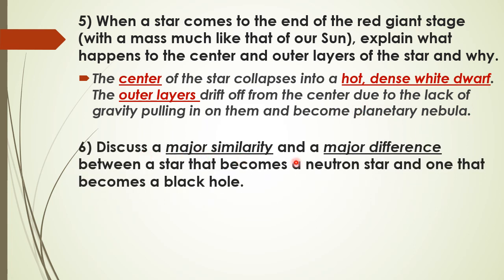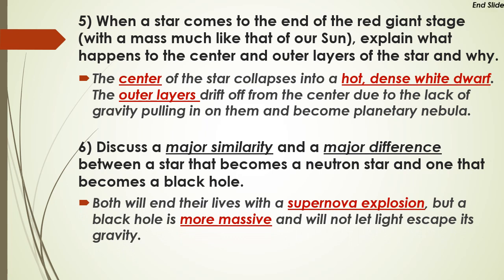Next, the major similarity and differences between a star that becomes a neutron star and one that becomes a black hole. First off, the similarity is that both of them will end their lives with a supernova explosion. However, the major difference is the mass of each one. A neutron star has less mass, and a black hole is more massive than a neutron star, so massive that light cannot even escape.